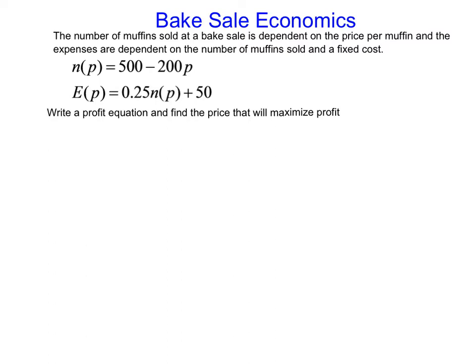So for this problem here, the number that we are going to sell is this linear equation. And if it's free, if we give them away, we're going to get rid of 500 muffins. Now if we charge $1, we're going to lose 200 customers, so we'll sell 300 muffins at $1 each, so that's a $300 income. And if we sell them for $2, we would sell 100 muffins at $2 each, so that's a $200 income.